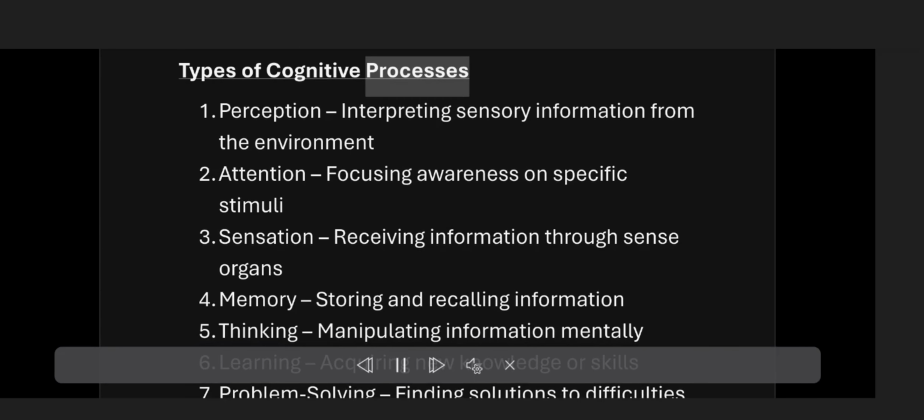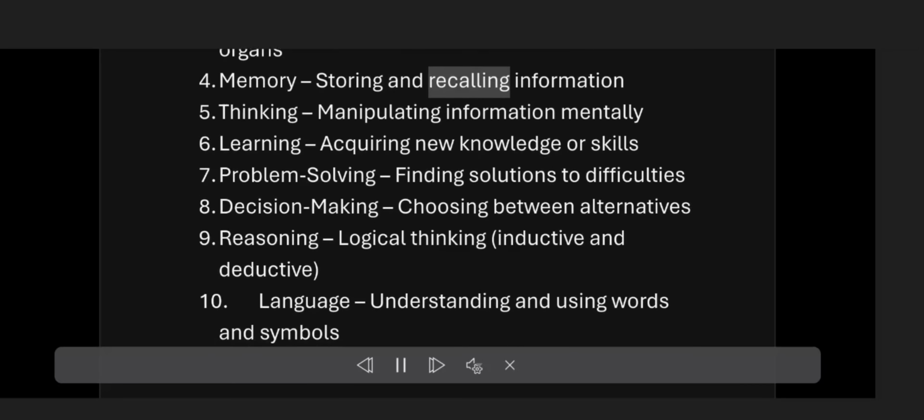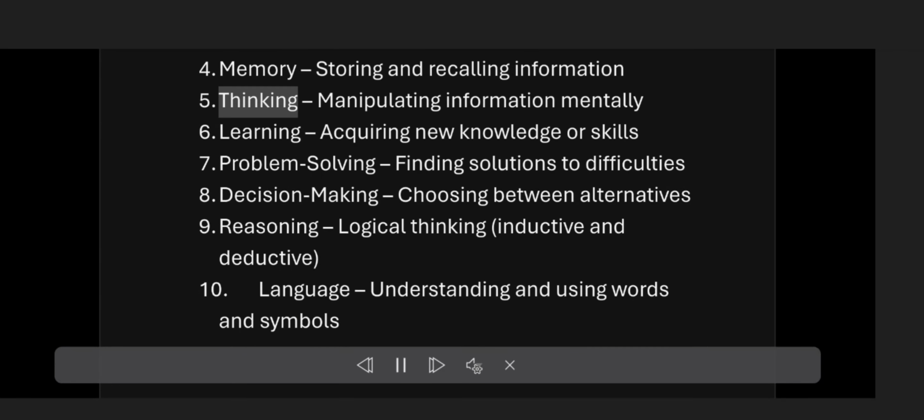Types of cognitive processes. Perception: interpreting sensory information from the environment. Attention: focusing awareness on specific stimuli. Sensation: receiving information through sense organs. Memory: storing and recalling information. Thinking: manipulating information mentally. Learning: acquiring new knowledge or skills.